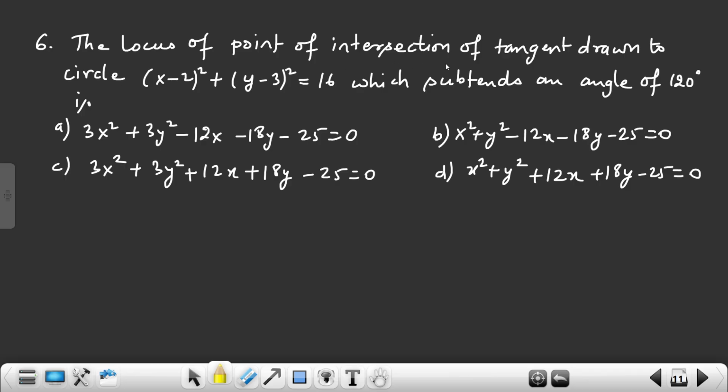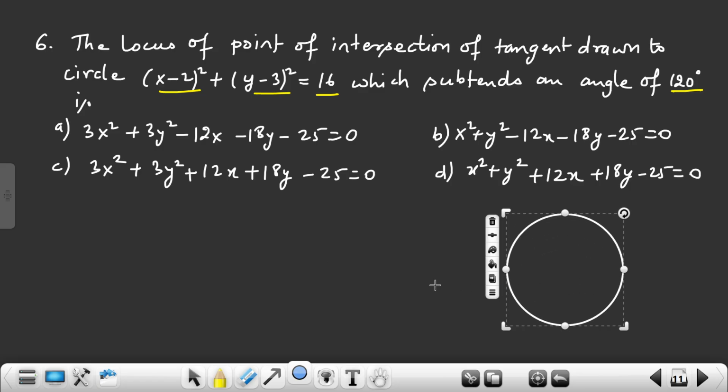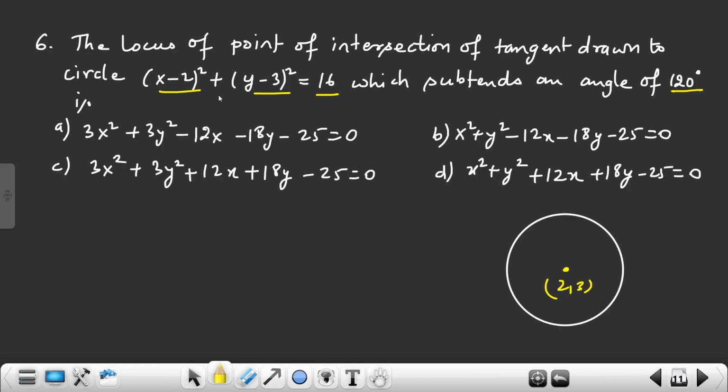The locus of the point of intersection of tangents drawn to (x minus 2) whole square plus (y minus 3) whole square equals 16, and which subtend an angle of 120 degrees, is. First, the center of the circle. I have a circle, and the center of the circle is 2, 3, and the radius is 4. Now we have to find the locus of the point of intersection of tangents.